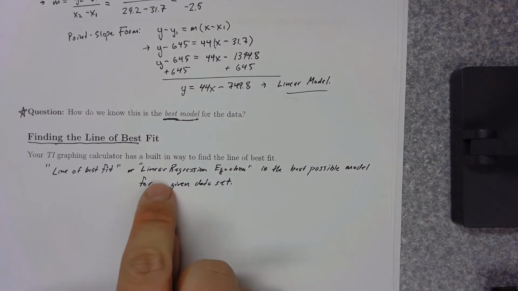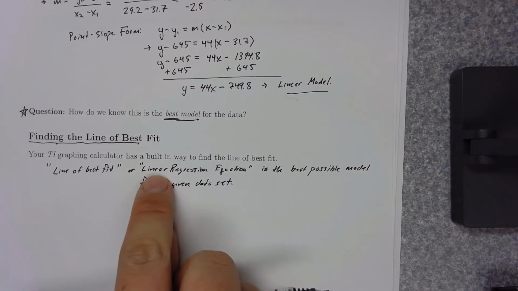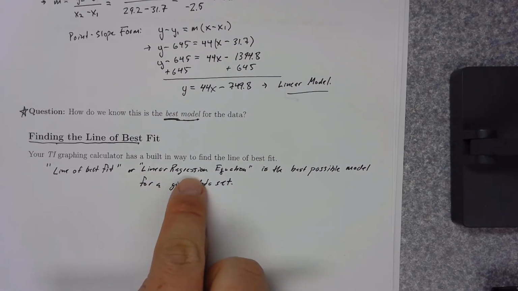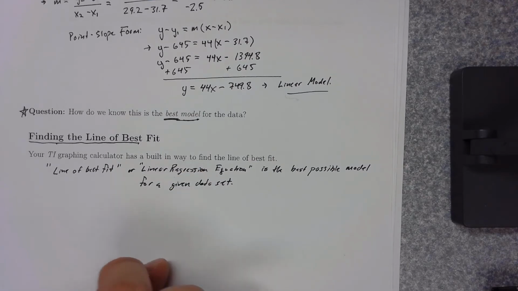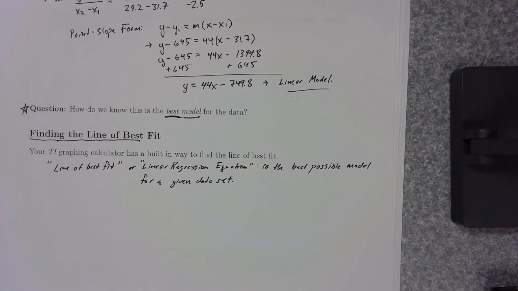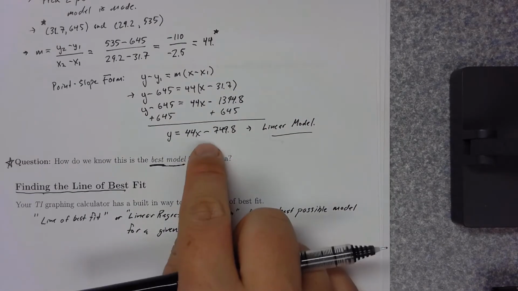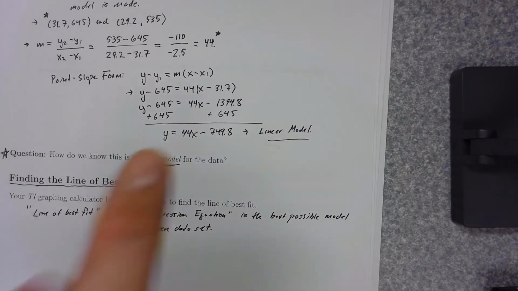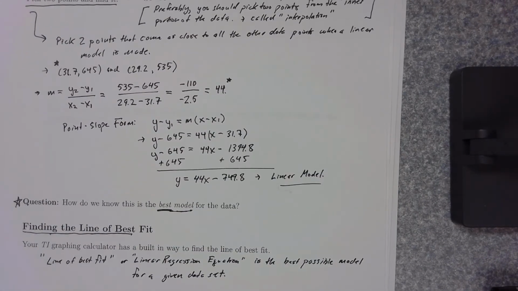Since we're dealing with linear regression, we're going to use the linear regression function to find the best possible model. It gives you the best approximation. So while this model is pretty good, it's not the best model. We're going to find the best model.